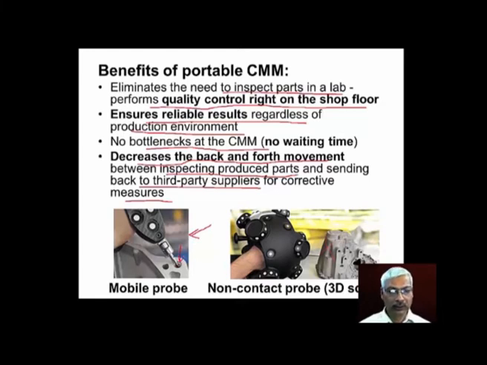So the probe can be contact type, wherein a mechanical probe is present, or it can be non-contact type, in which case we will be using an optical probe. And this is a non-contact probe 3D scanner. So without any physical contact, this scanner will be scanning the work part and it will be sending the images to the computer system.